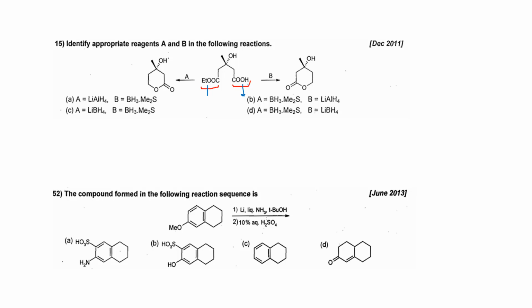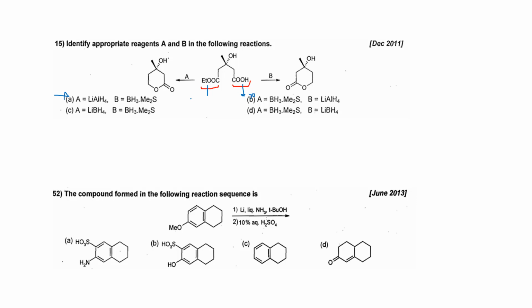If you add LiAlH4, what will happen? Both of them will get reduced. So LiAlH4 is cut, because if you add LiAlH4, both of them will be reduced and give alcohol. So whichever has LiAlH4 in their option, that is cut. So this A and B is cut because LiAlH4 will reduce both of them.